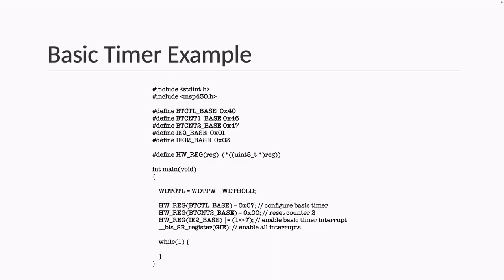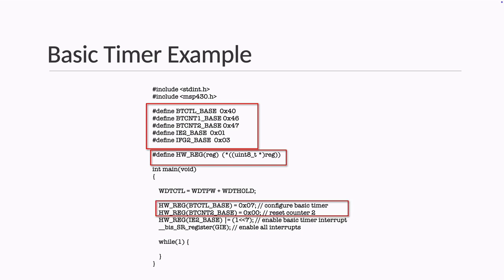Let's look at a practical example using the basic timer from the MSP430. Here we have our base address for the timer. We have also defined a macro that will allow us to convert an address to a pointer variable. We then write the configuration value to the configuration register and reset the counter to 0. Then we configure the interrupts so the microcontroller triggers an interrupt every time the timer triggers one.